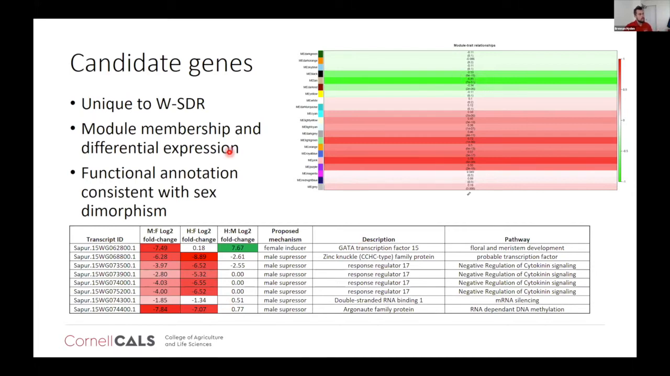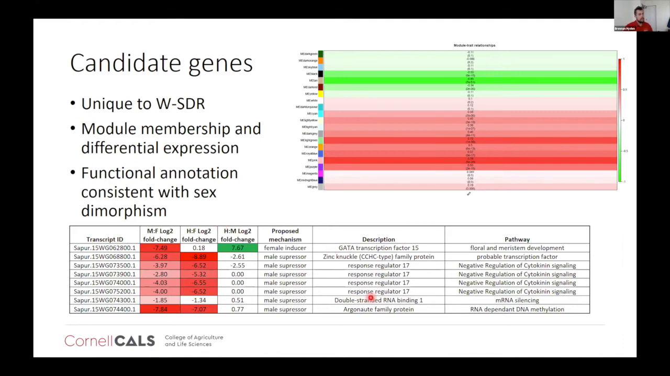So using these different criteria, we developed a short list of 8 genes from 5 different gene families. This is a substantial improvement from the over 400 genes that are in the SDR. We also have expression data that was included in the same data set from an unrelated monoecious plant. This monoecious plant has both male and female floral tissue. So we could use expression on this to hypothesize whether one of our candidate genes was a male suppressor gene or a female inducer gene.